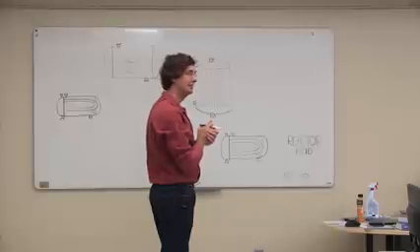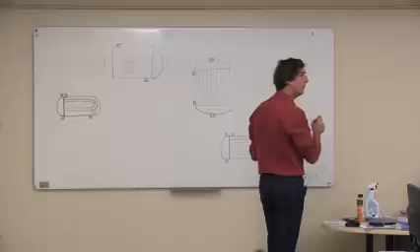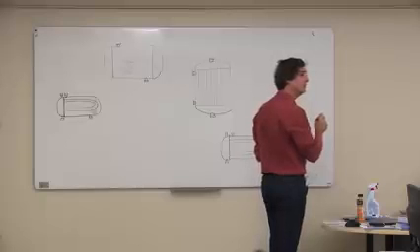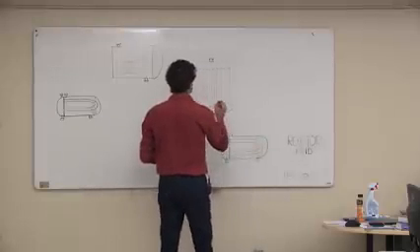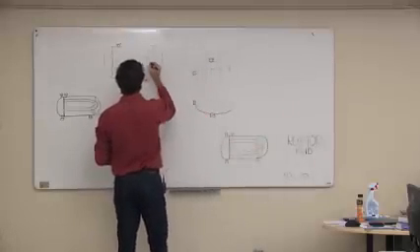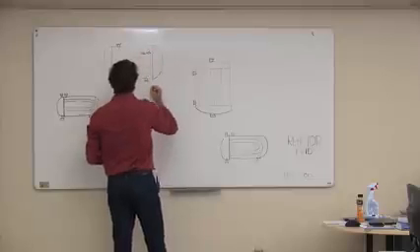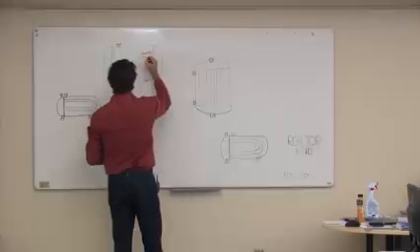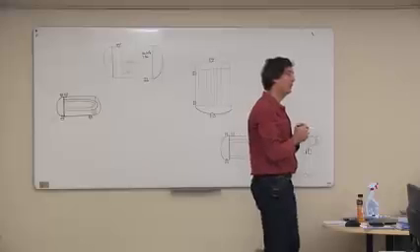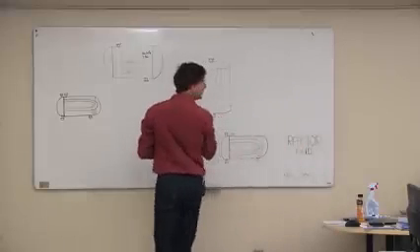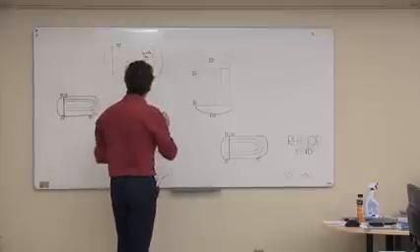Any thoughts? 700 what? 700 what was it? kPa? Okay, so I'm just going to write that down here. 700 kPa. And so that's 7 bar. What's the saturated steam temperature at 7 bar? 165. 165 Celsius? Okay.